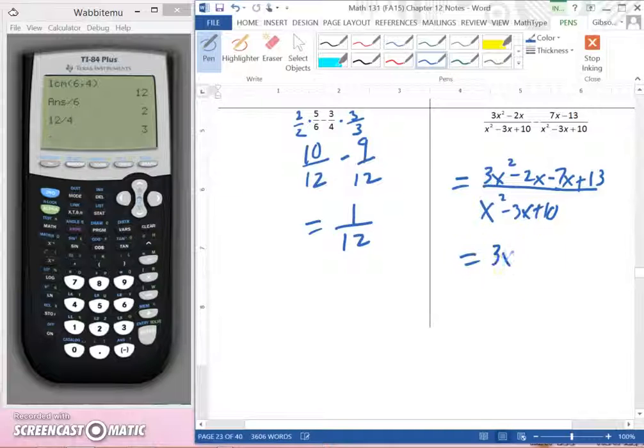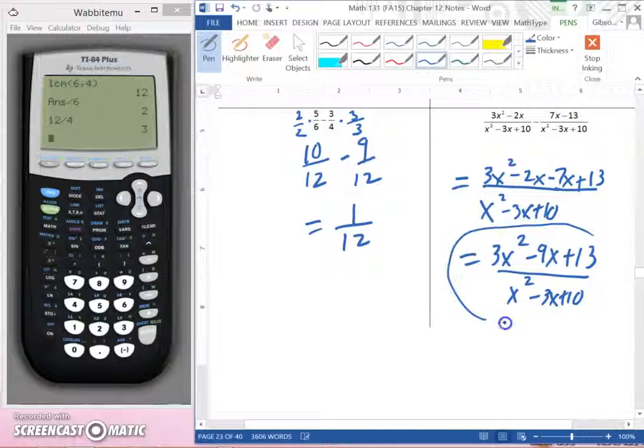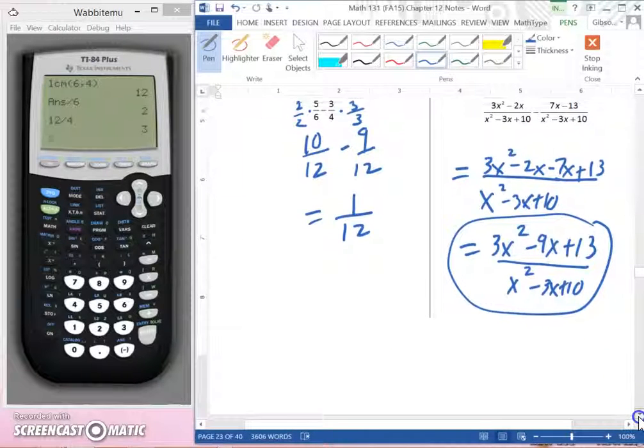We will have 3x squared. Negative 2x minus 7x is a minus 9x. And then plus 13. And this is all over x squared minus 3x plus 10. Now, we cannot simplify this, so this will be our final answer. Now, we are going to get into problems that you actually can simplify, but it's just not the case here.